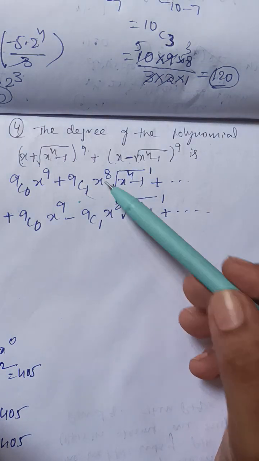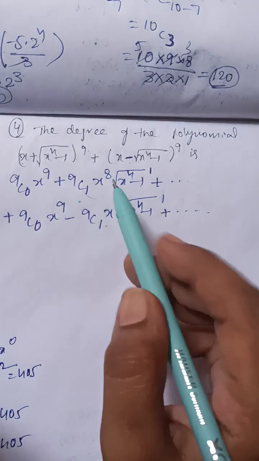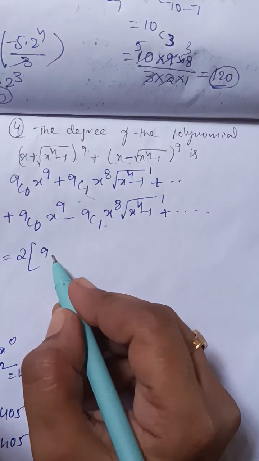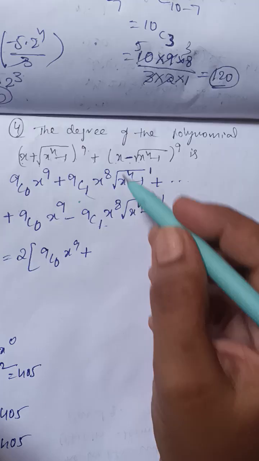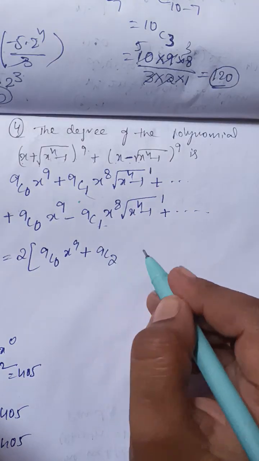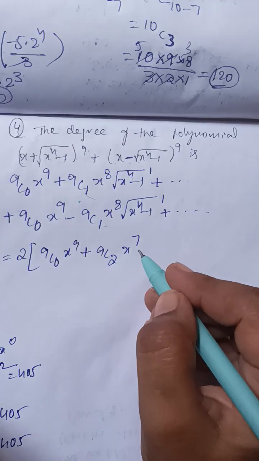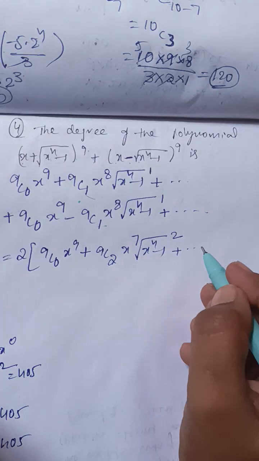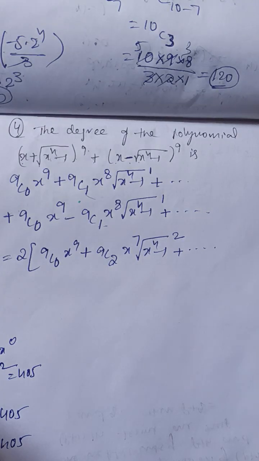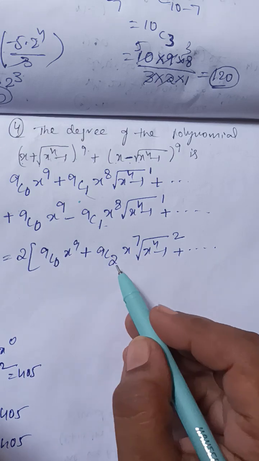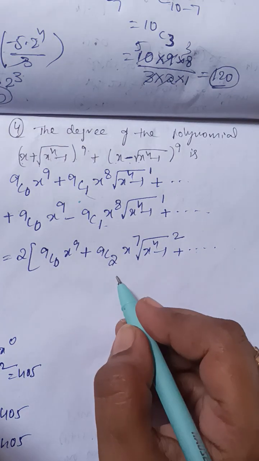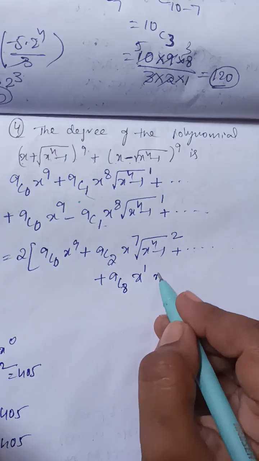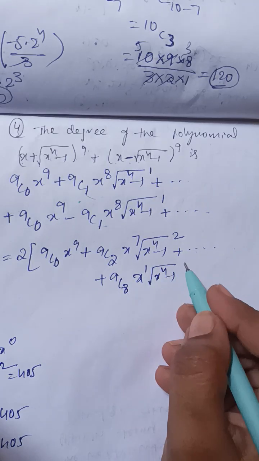Here the second term gets cancelled, and the remaining terms each occur twice. So 2 times 9c0 x power 9, and the second term is cancelled. The third term will be 9c2 x power 9 minus 2, that is 7, and the second part (x power 4 minus 1) whole power 2, plus so on, and the last term will be 9c8 x power 9 minus 8 into (root of x power 4 minus 1) whole power 8.